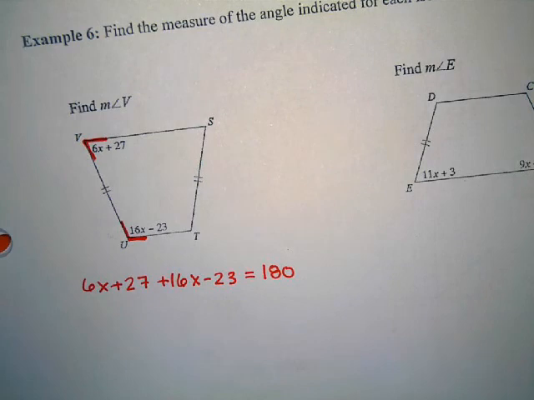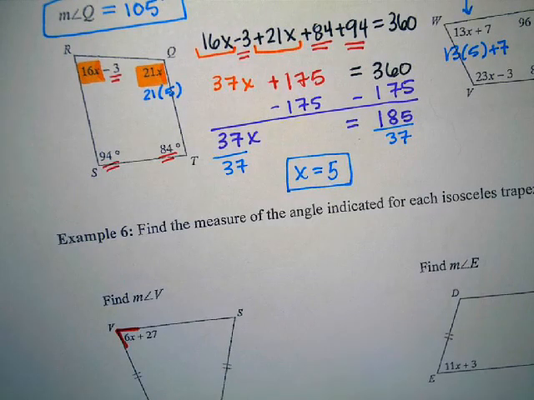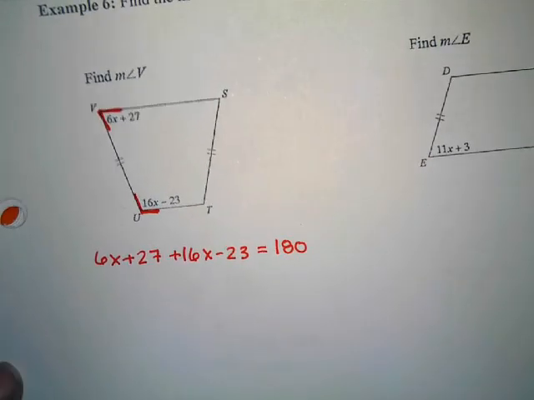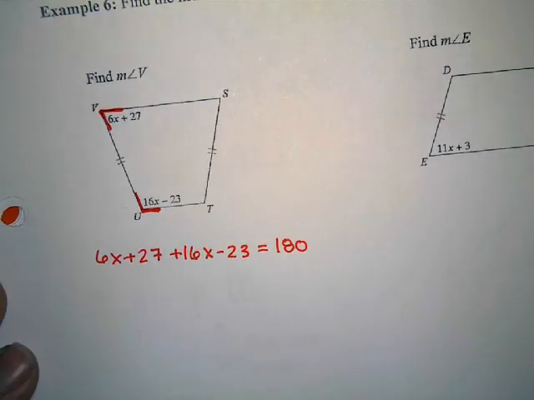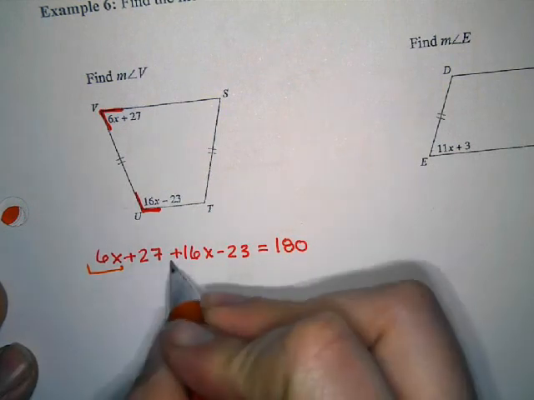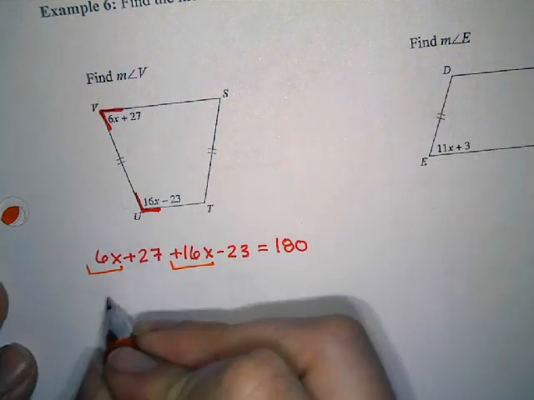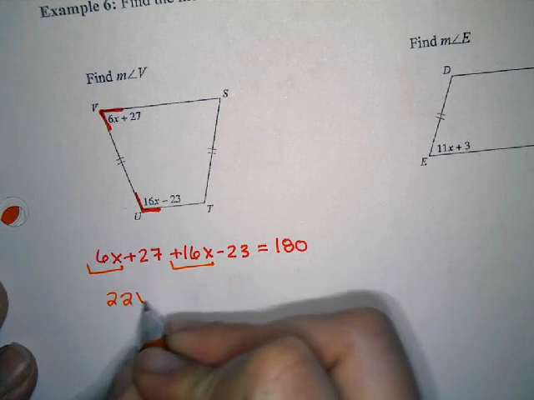6x plus 27 plus 16x minus 23 equals 180. Now the reasoning for this. Do you see that there are matching angles? Can you see that this side matches this side? So if I were to take it and fold it in half, would they be the same? They'd be the same. So I can split it in half. It's fair to do that. Up above, can I split this in half and they match up? No, that's messy. That won't work. But I can fold this one in half. So I can do 180.